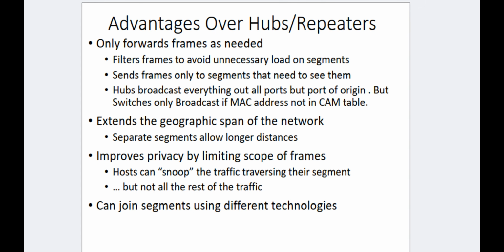Switches extend the geographic span of the network, since separate segments allow longer distances. They improve privacy by limiting the scope of frames. Hosts can snoop the traffic traversing their segment, but not all the rest of the traffic. They can also join segments using different technologies. Now the disadvantages over hubs and repeaters.